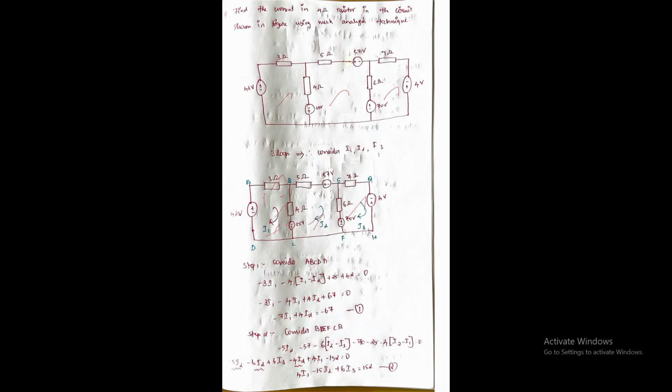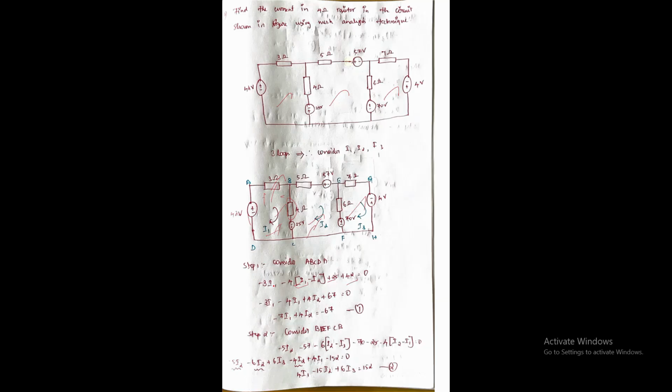Similarly, in this problem we do the same process. So minus 3 I1, since the 3 ohm has the current I1, and the 4 ohm has the current of I1 and I2, so I1 minus I2, with 4 multiplied over I1 minus I2. The voltage source goes minus to plus, so we mention it as plus, and here also minus to plus, so plus 42.